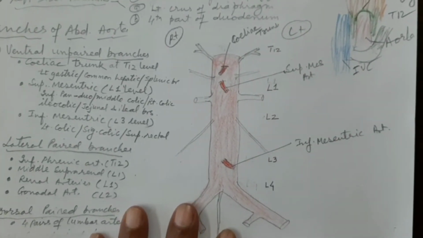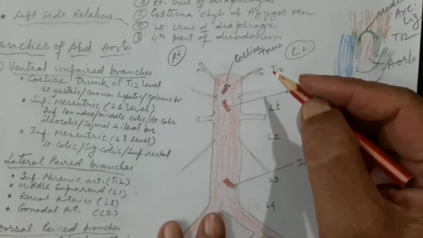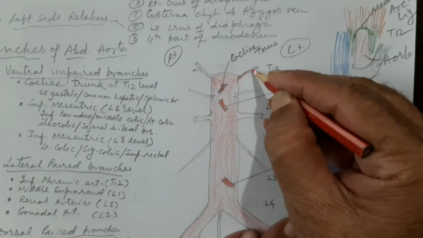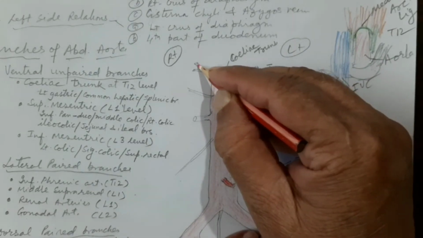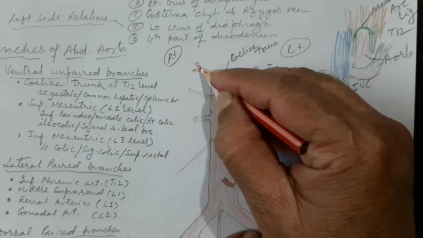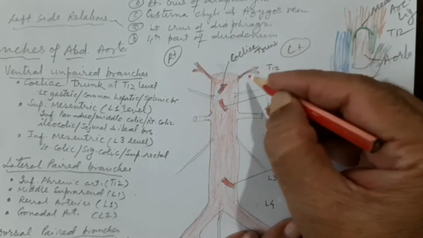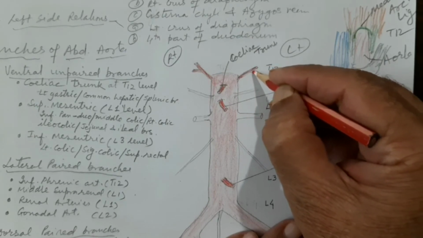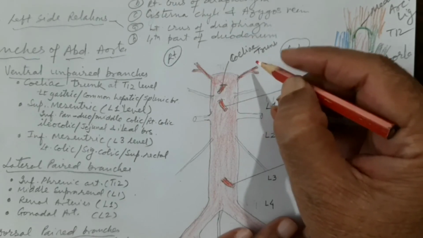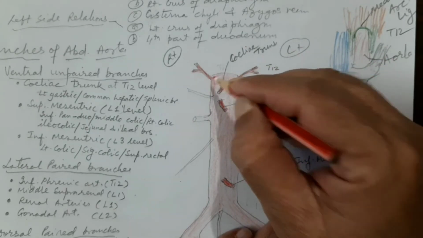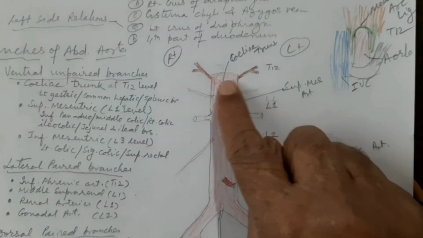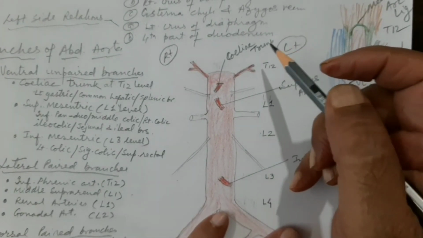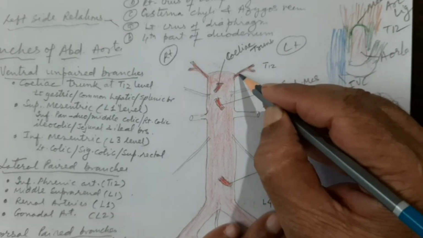And which are those paired branches? There are four pairs of branches taking origin from the lateral side. See here, the first branch, which is the first branch from the abdominal aorta also, as soon as it comes out through the diaphragmatic opening, the aortic opening in the diaphragm, this pair is given to the right side and to the left side, and this is called the inferior phrenic artery.